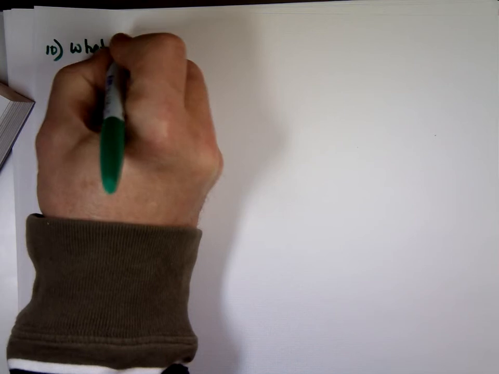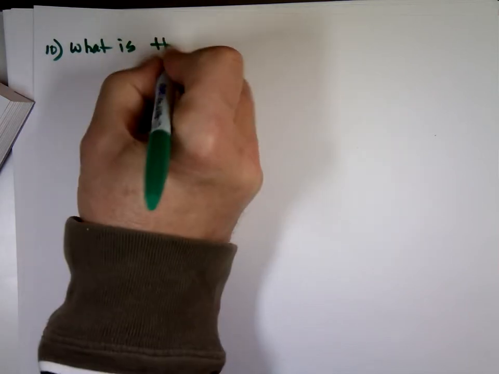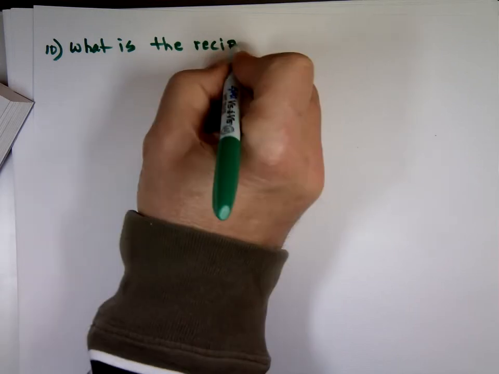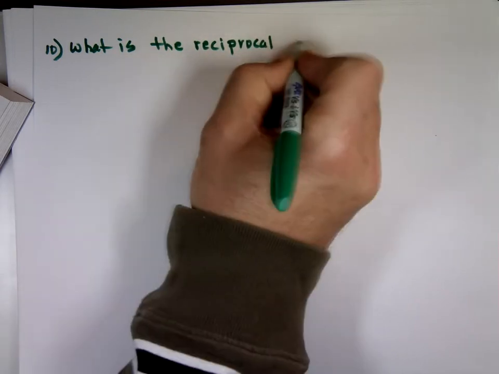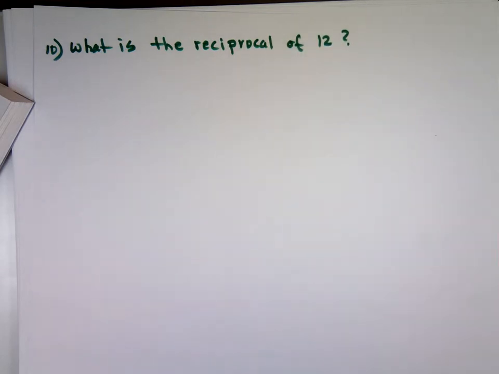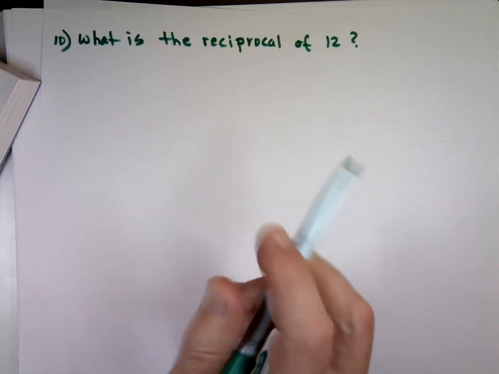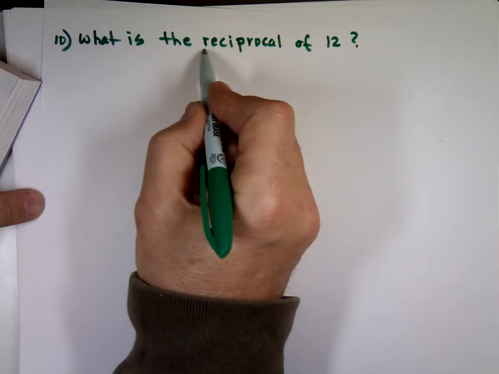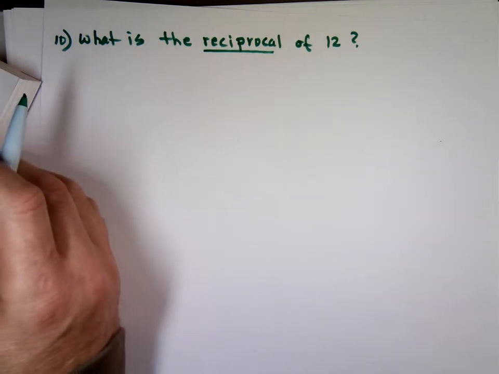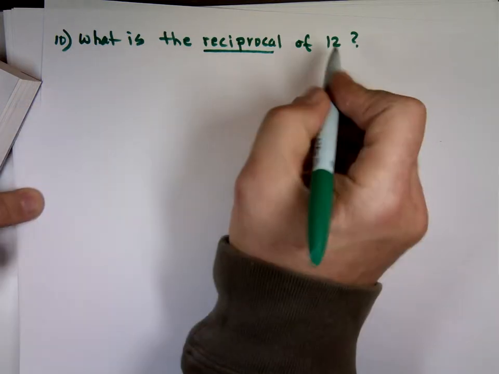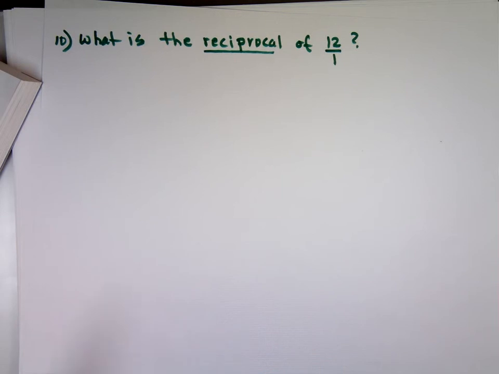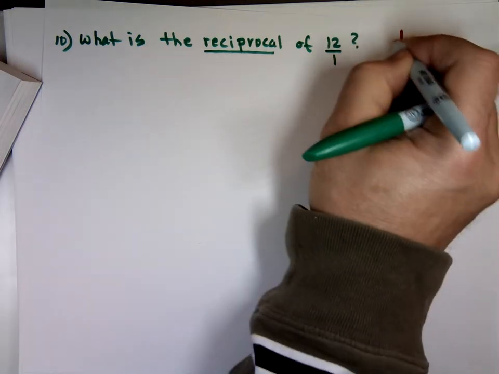What is the reciprocal of 12? When we ask for a reciprocal, probably the easiest thing you want to do is make that number a fraction first. If you make the 12 a fraction, it becomes 12 over what? 1. The reciprocal means what? Flip that fraction. When you flip it, what's the answer? 1 over 12.